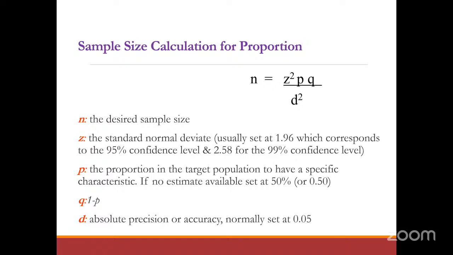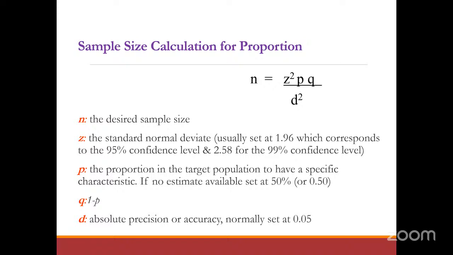We consider 2.58 as the Z value when we take 99% confidence. But in most statistical analysis, we generally use the 95% confidence level, that is the 1.96 Z value. It means that in around 95% of cases, we are sure that we have similar characteristics according to our objective. And P, as I told you, is the prevalence or proportion of the target population, which we can get an idea of from previous studies.